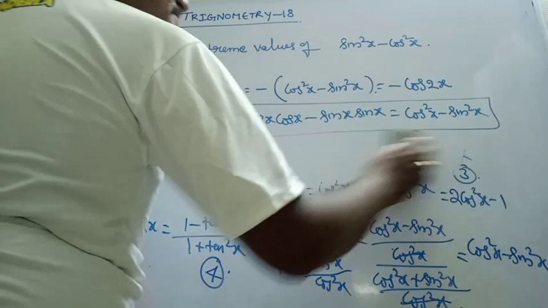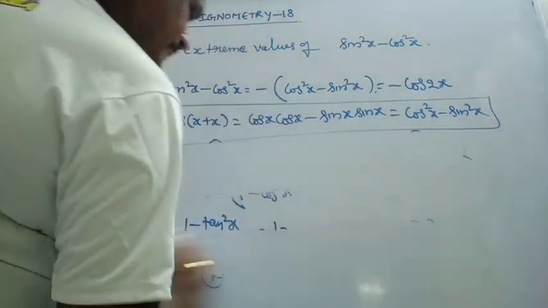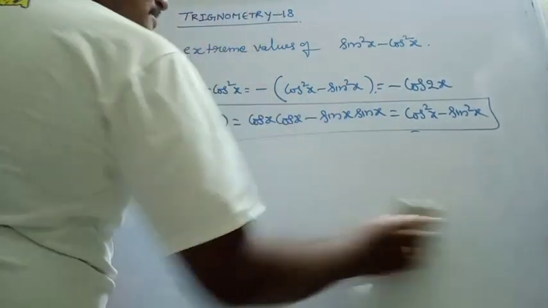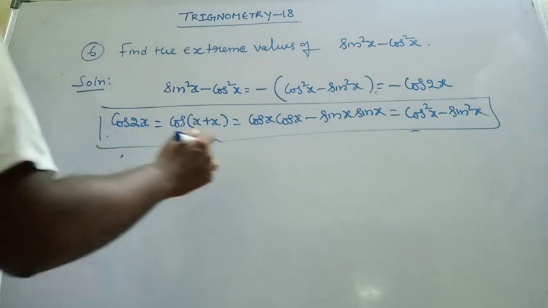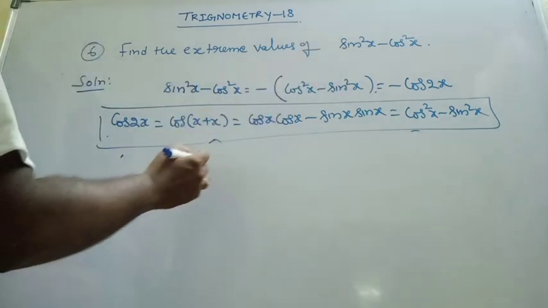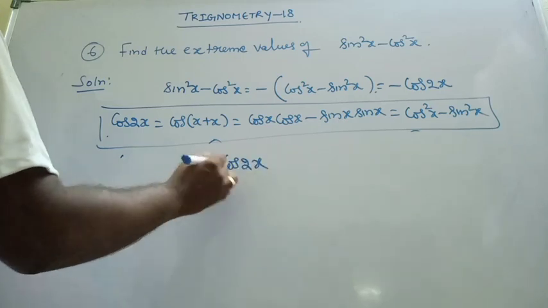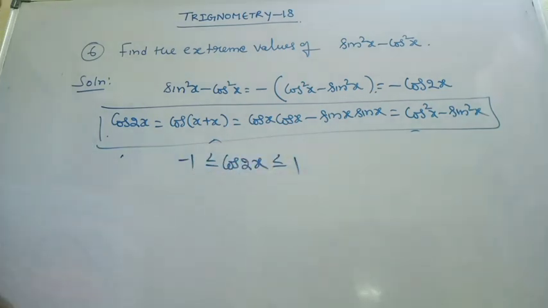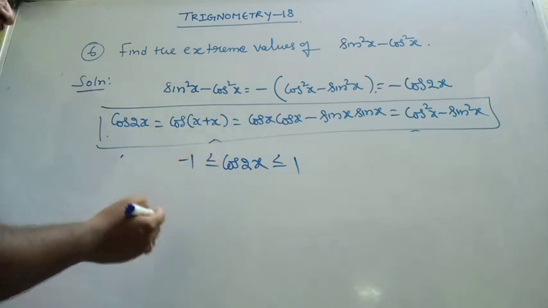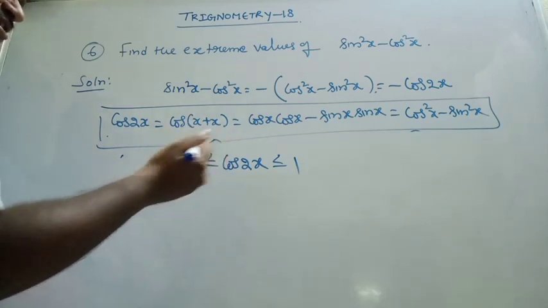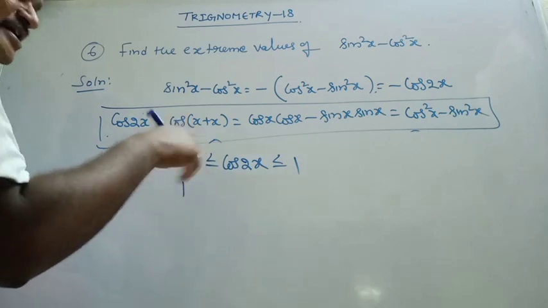Fine. Now you see, once we have got this, our thing is now minus cos 2x. We know that cos 2x will always lie between minus 1 and 1, right? Now we want minus cos 2x. That means you just multiply by a minus sign on both sides. This is 1, then the inequality will be reversed.